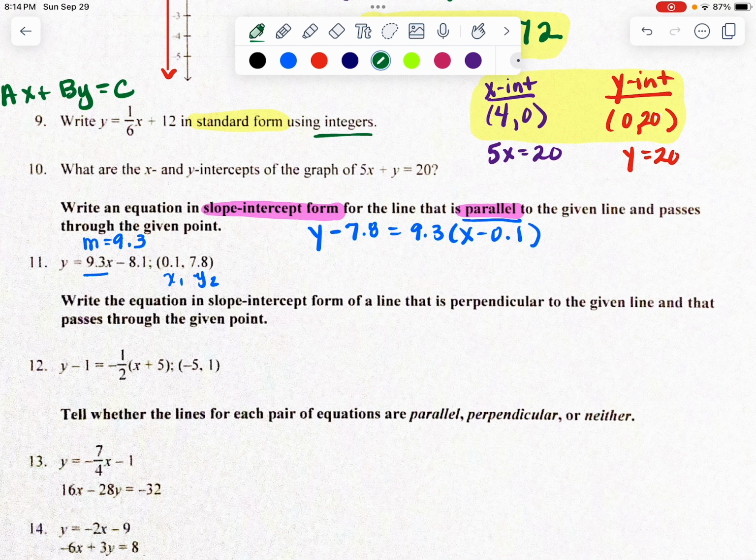I do have to use the distributive property, right? So I'm going to do that. So I get y minus 7.8 is equal to 9.3x, and then minus 0.1 when I multiply by 9.3, so it's going to be 0.93. And then I just need to add 7.8 to both sides. And I know I'm about out of room.